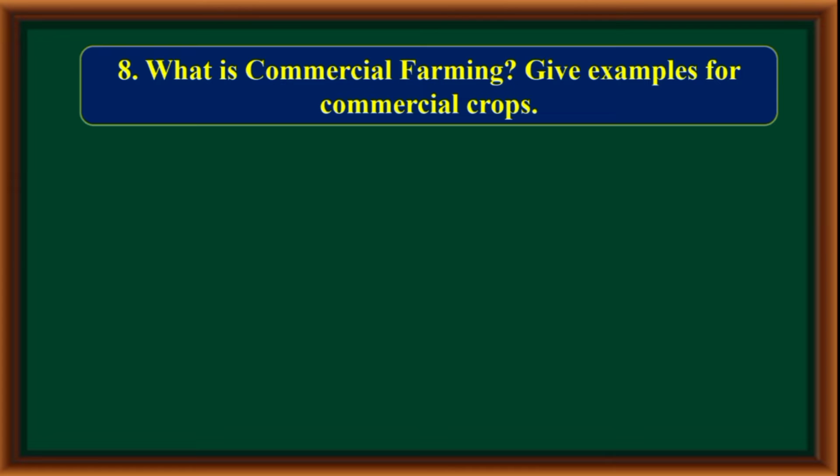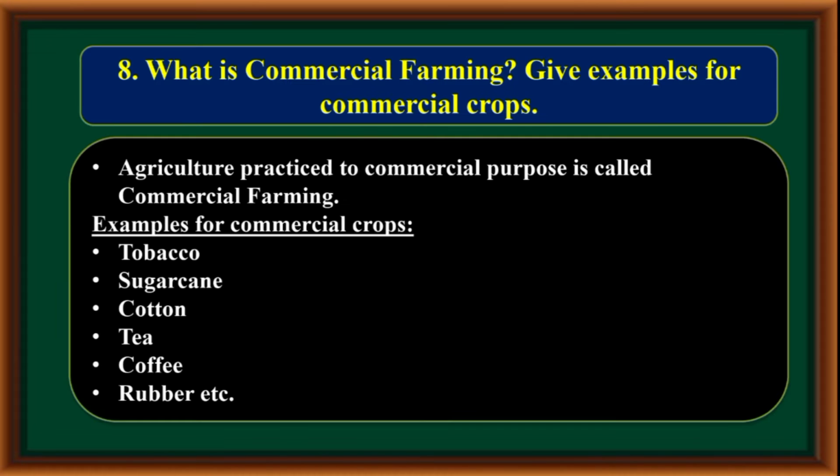What is commercial farming? Give examples for commercial farming. Agriculture practiced for commercial purposes is called commercial farming. Examples for commercial crops are tobacco, sugarcane, cotton, tea, coffee, rubber, etc.